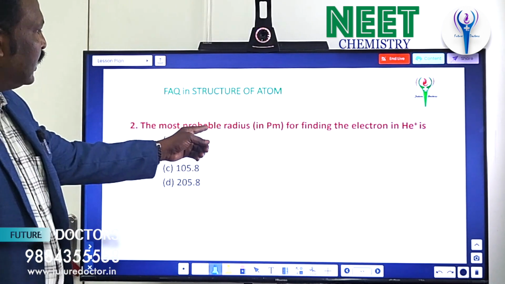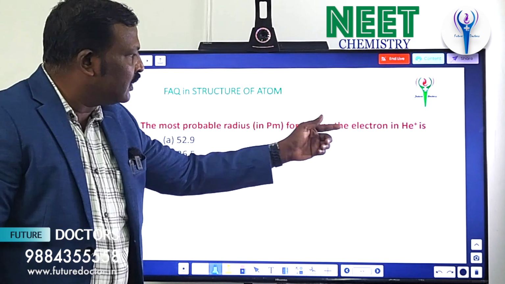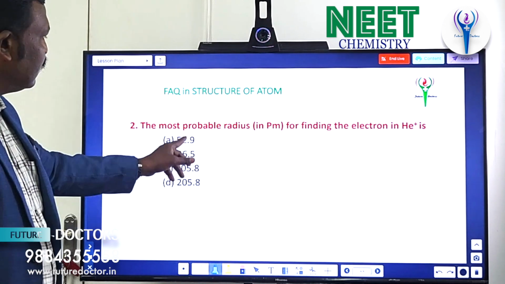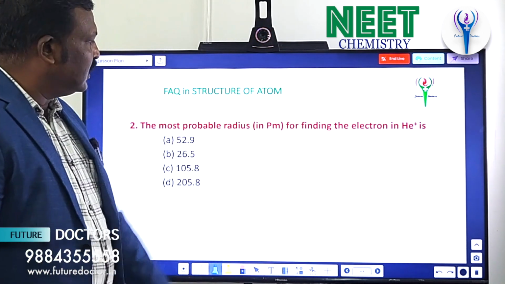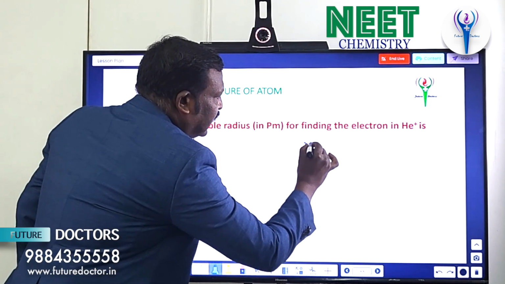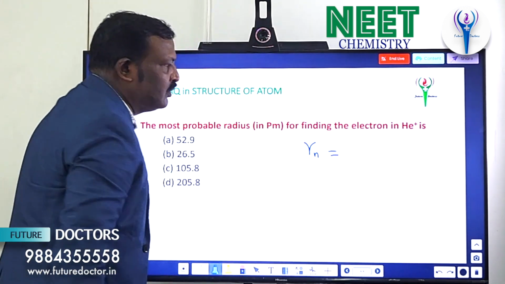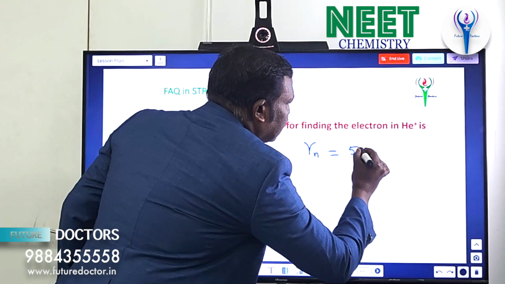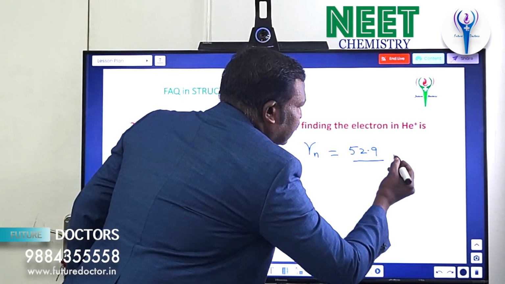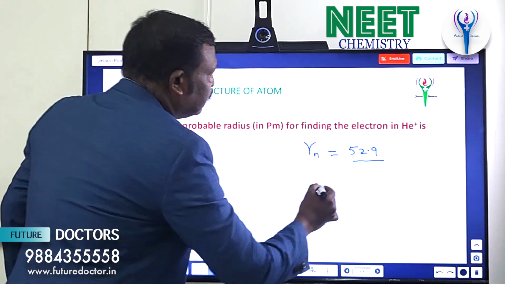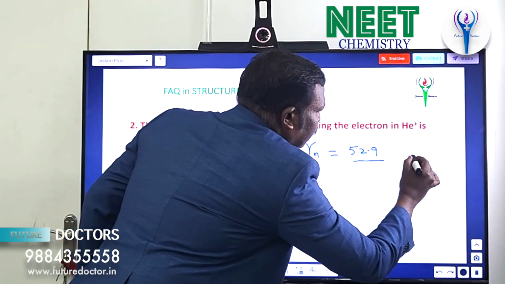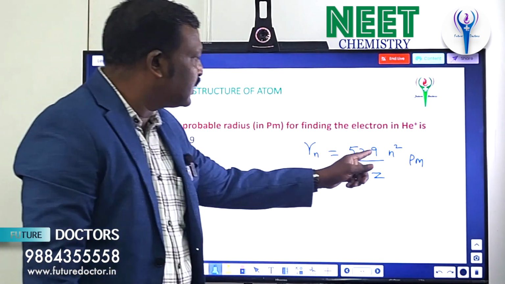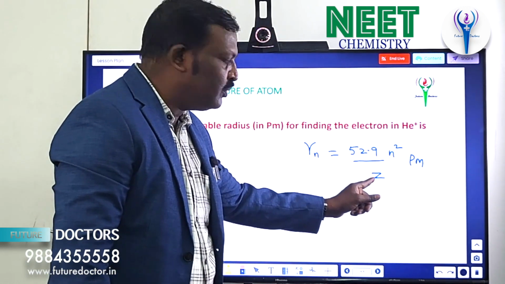Understood? Okay. Let us see the second sum. The most probable radius in picometer for finding the electrons in helium plus is, okay, four options are given. The most probable radius. Radius means we have one formula for that. Radius of electron in nth orbit is equal to 52.9 n square by Z picometer. This is the formula. n is called the orbit number. Z is called the atomic number.